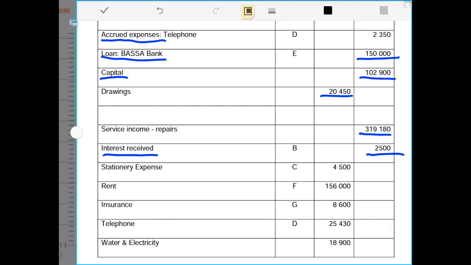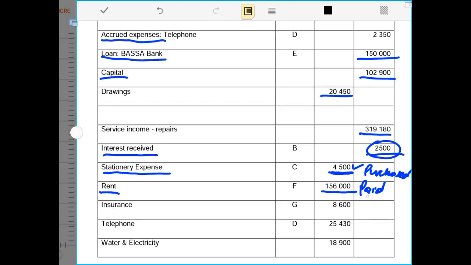Remember, this is the amount that was already received, and stationery expense that was purchased during the year amounted to 4,500. This was the stationery that was purchased during the year. Then we have rent, and the rent expense is 156,000 rands, and this is the rent that was already paid during the year.